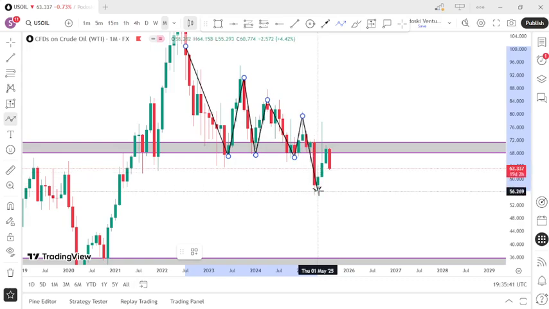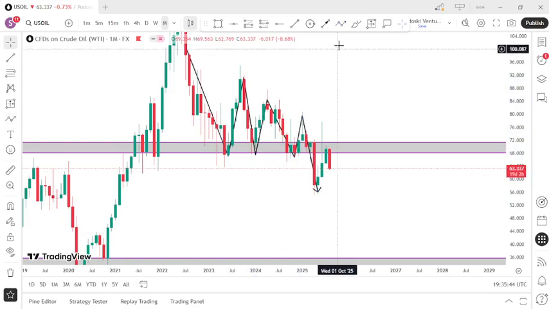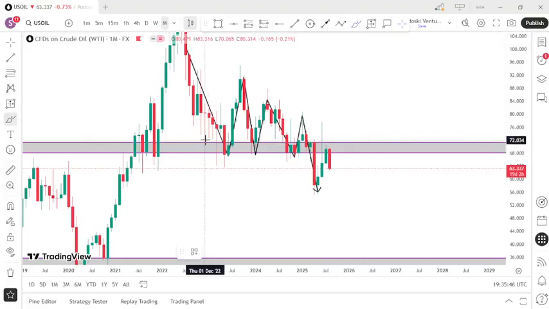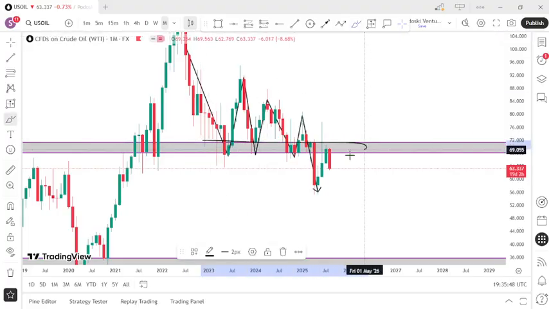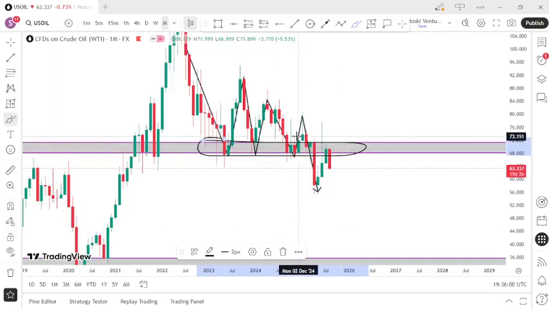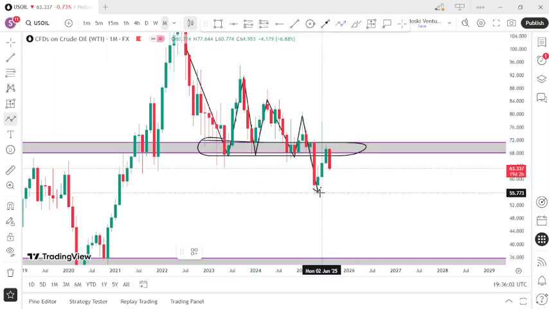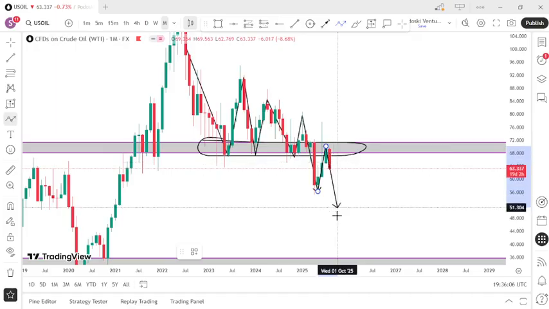Then we saw a break of this zone, because this is the mid of this support zone. This was a previous support zone, a very strong one that anytime price gets there, it goes to the outside. But price was able to break it finally, and then price went for a retest. After the retest, you could see that price is dropping to the downside.